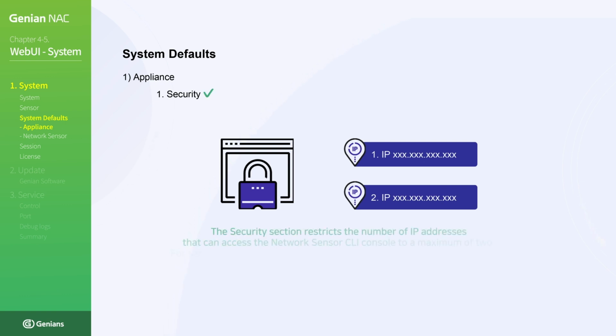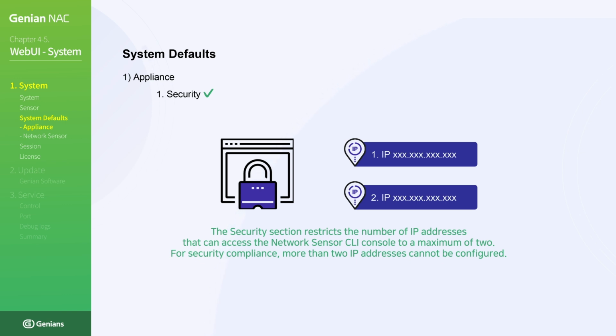The Security section restricts the number of IP addresses that can access the network sensor CLI console to a maximum of 2. For security compliance, more than 2 IP addresses cannot be configured.